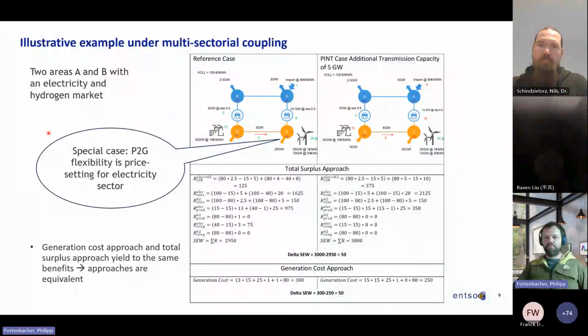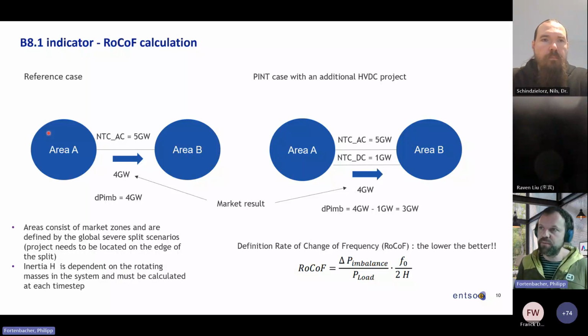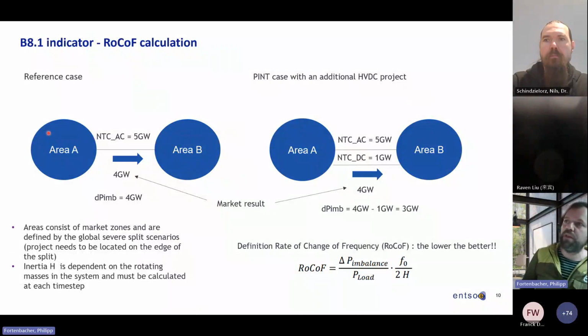So then I will just move on to the next topic, which is the B81 indicator. B81 is the stability indicator, and we try to come up with stability by using RoCoF. RoCoF is the rate of change of frequency. We have foreseen a new method to evaluate the benefit of stability in the system, and this is mainly accomplished if we introduce HVDC projects in the system.